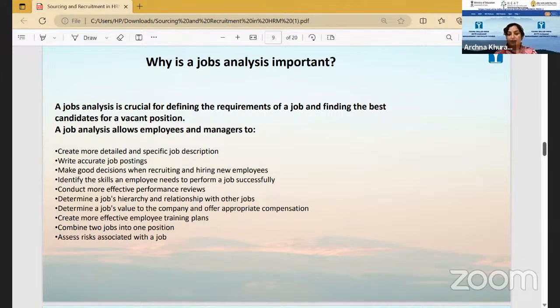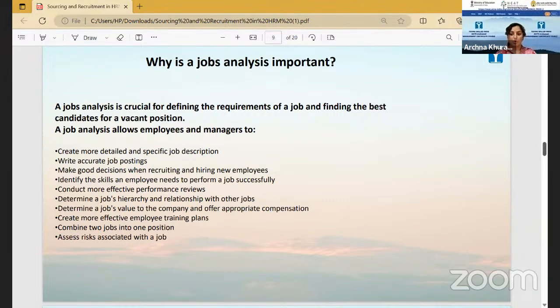Then determining your job's hierarchy and relationship with other jobs, like I just said, becomes really easy for any employee. Suppose Suman joins an organization and she's clueless. Okay, fine, I know that this person is my reporting manager, but who are the other people that I'm going to work with? So they need to have an introduction, proper hierarchies and relationship systems to be written.